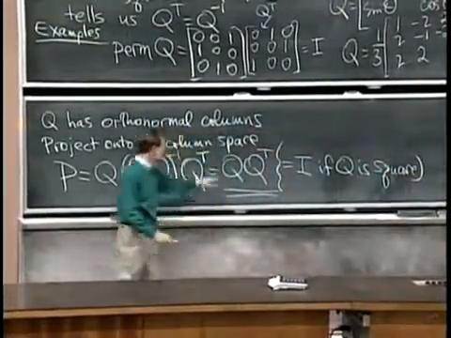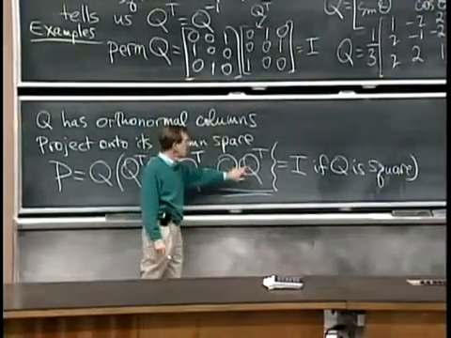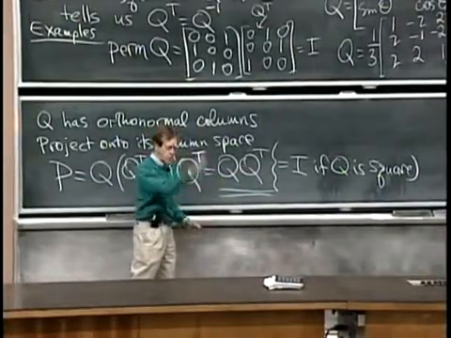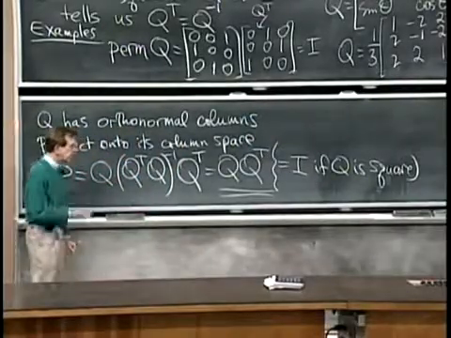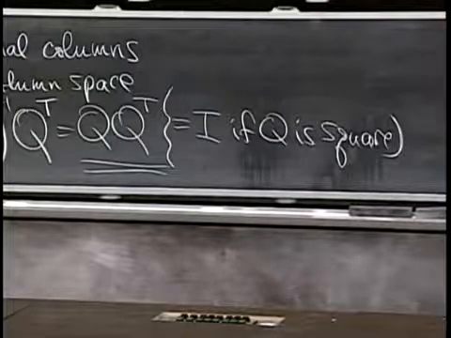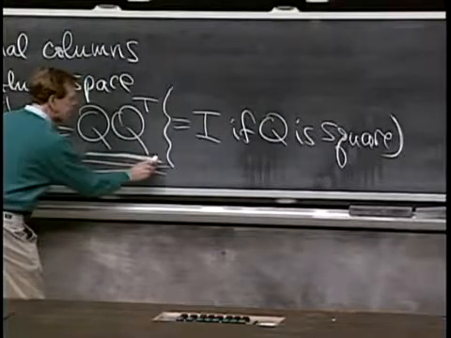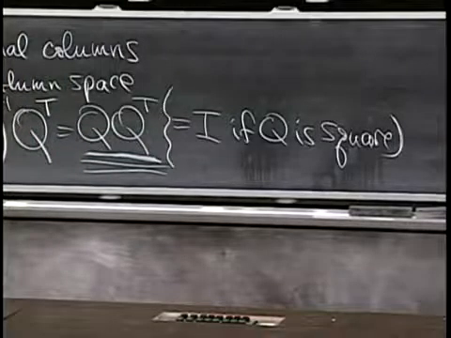Well, we said that already. If Q is square, that's the case where Q transpose is Q inverse. We can put it on the right. We can put it on the left. We always get the identity matrix if it's square. But if it's not a square matrix, then we don't get the identity matrix.